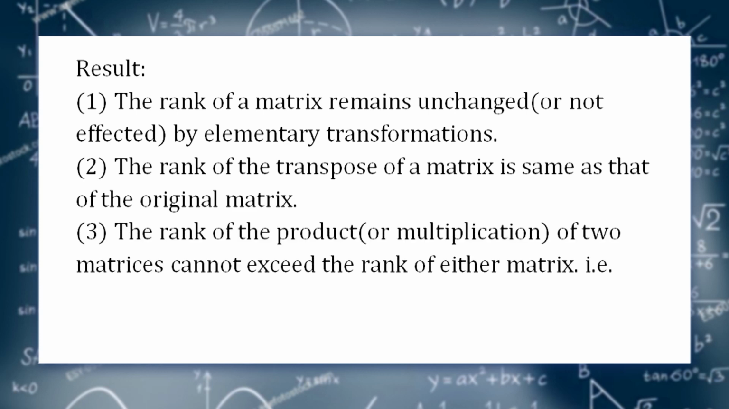The third property is that the rank of the product of two matrices cannot exceed the rank of either matrix. So, in symbols we can represent it as rank of AB is less than or equal to rank of A, or we can say rank of AB is less than or equal to rank of B as well.